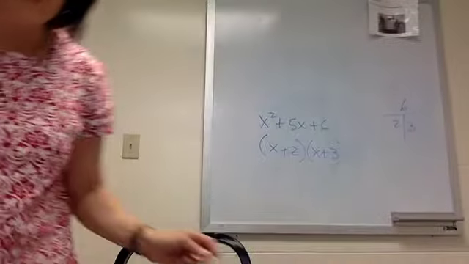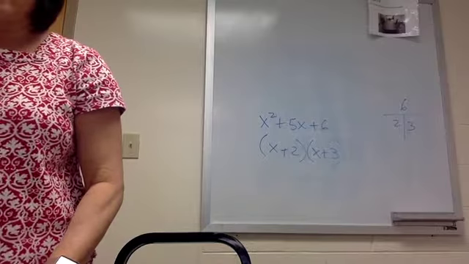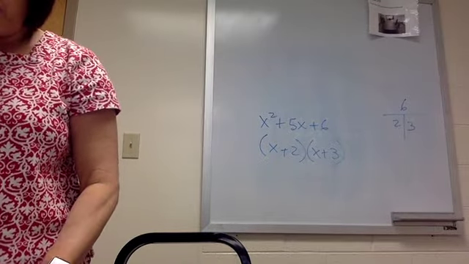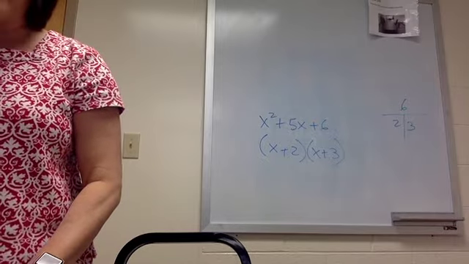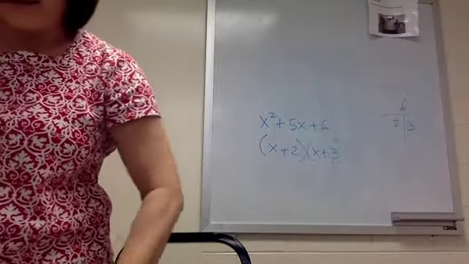Here we go. All right. So number 3, how does that factor? x plus 1 times x plus 7. Yep. And then number 4, how does that factor? x plus 1, x plus 6. Okay, good. All right.